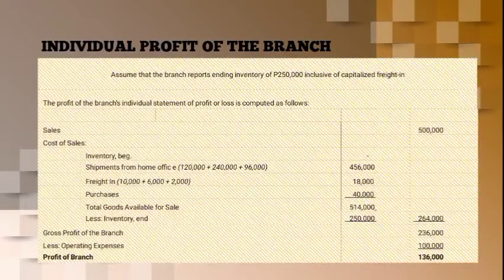Also, may operating expenses na 100,000. This is utilities expense, then we will deduct it to get the profit of the branch, which is 136,000. So, what is the problem with this? Yung 136,000 was reported by the branch, okay? But kung isasama natin yung profit ni branch sa home office, nandito pa yung markup percentage niya. So, we have to eliminate it. Now, how to eliminate it? Let's move on to the next slide to find out kung paano nga ba mag-eliminate ng percentage markup.